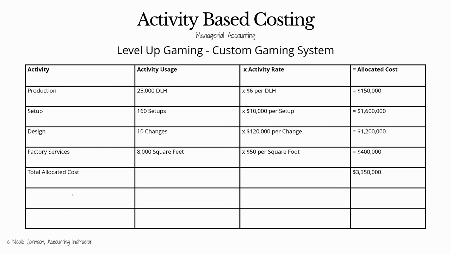We total up the allocated cost for the custom gaming system, and it equals $3,350,000. We can divide this by the units expected to be produced, which is 1,000. And the overhead cost per unit comes out to $3,350.